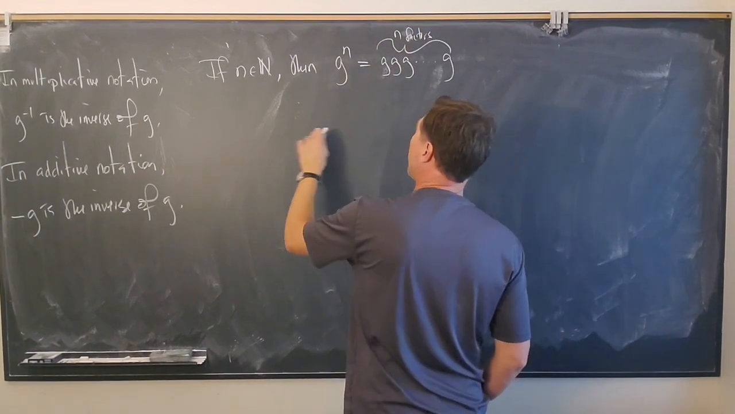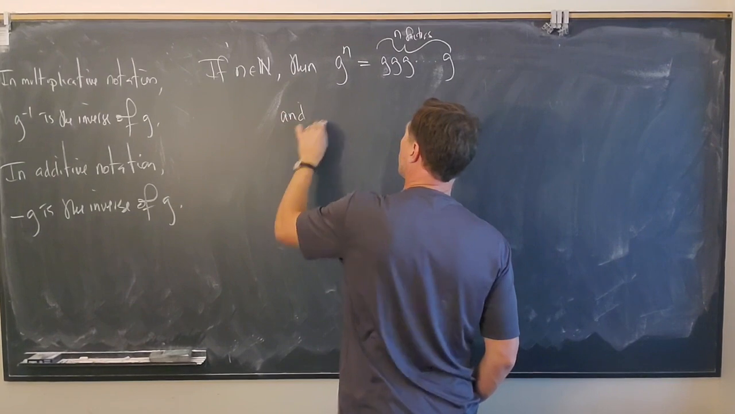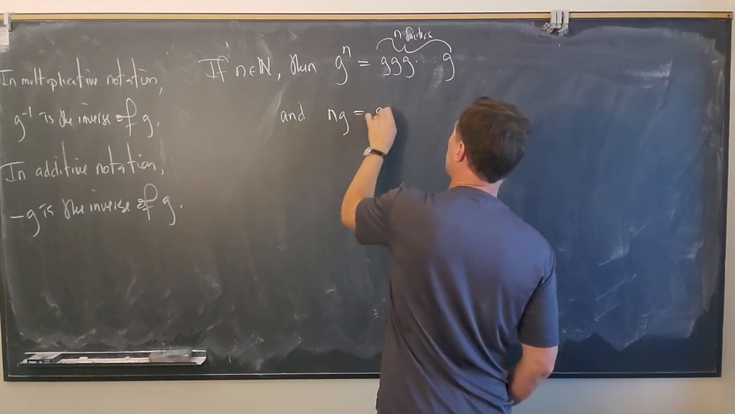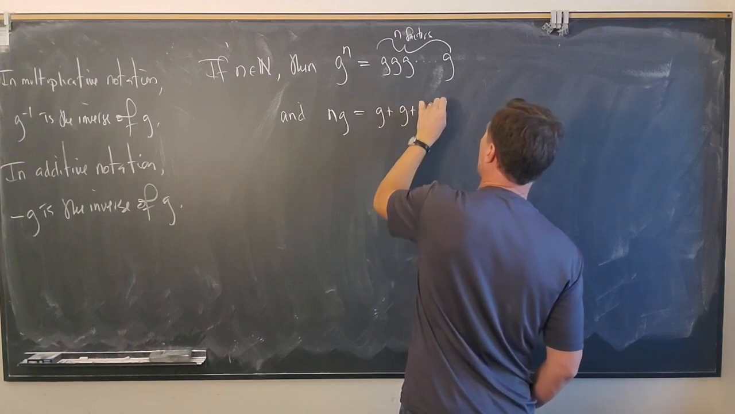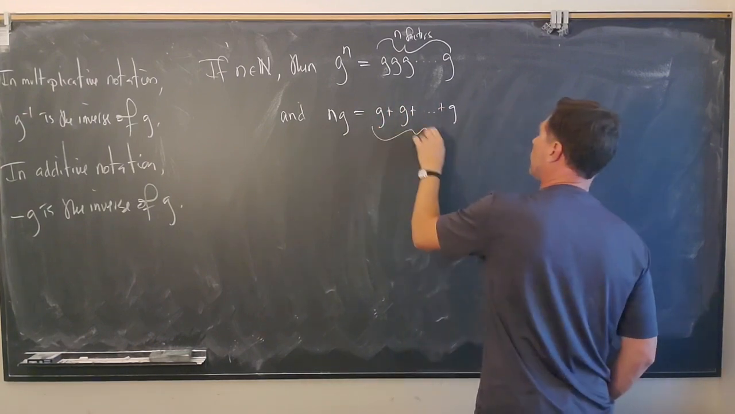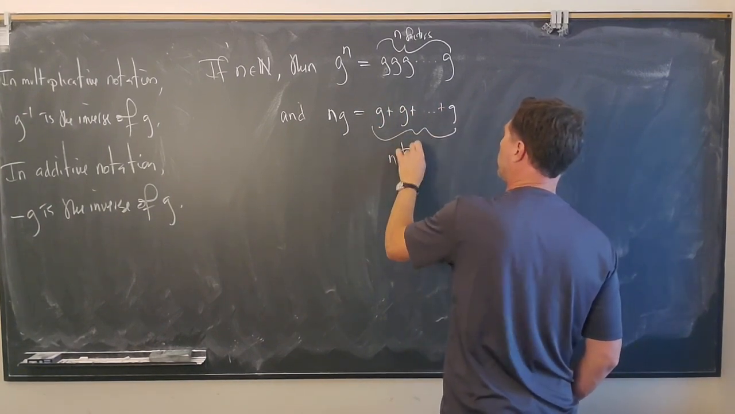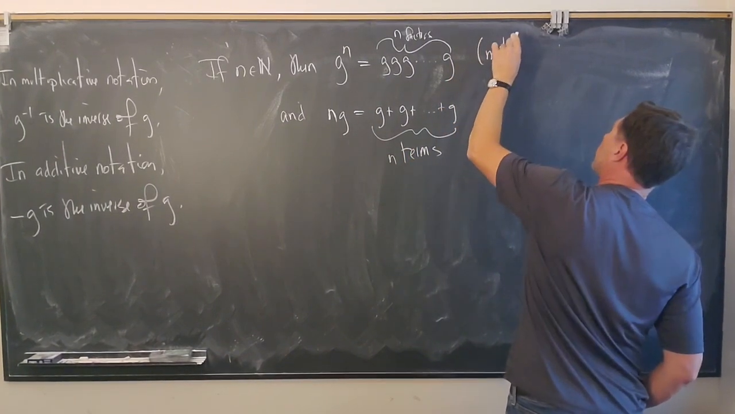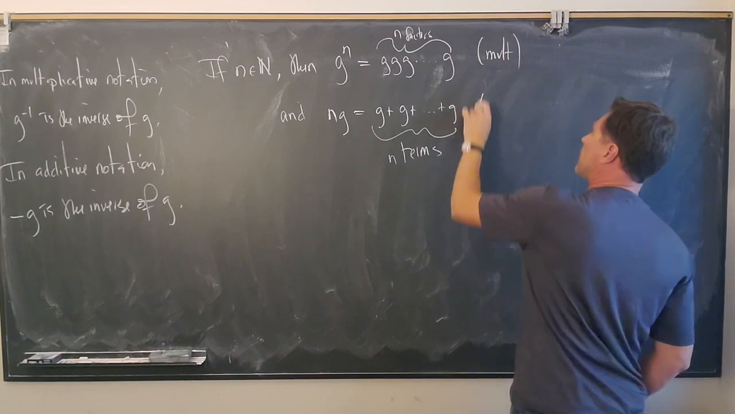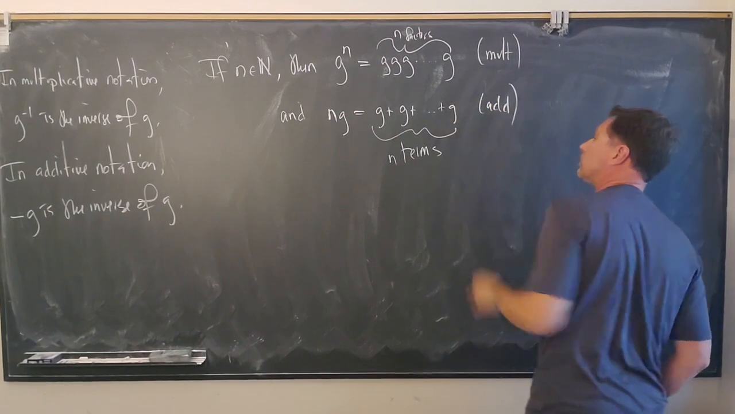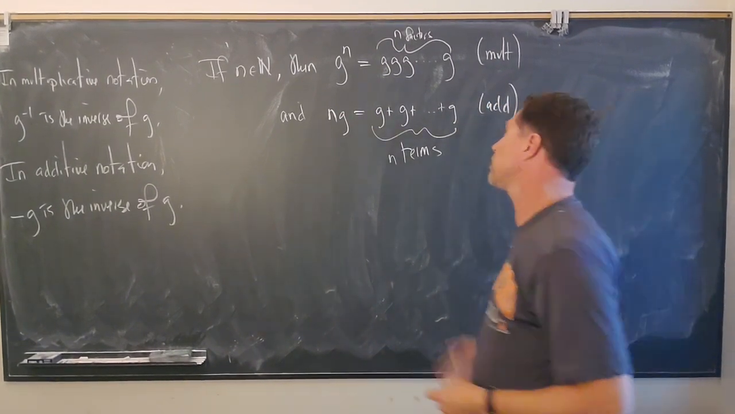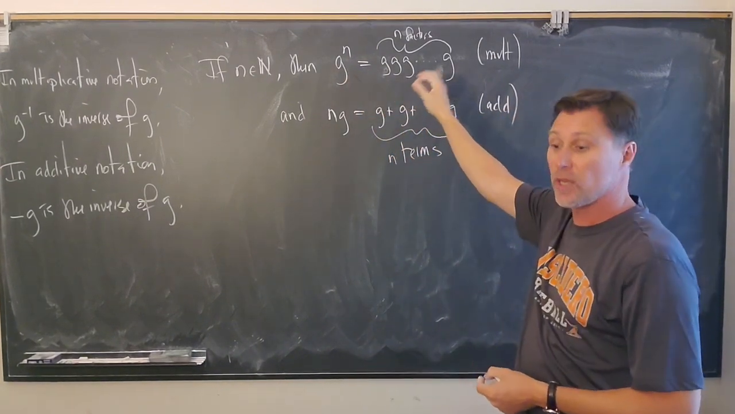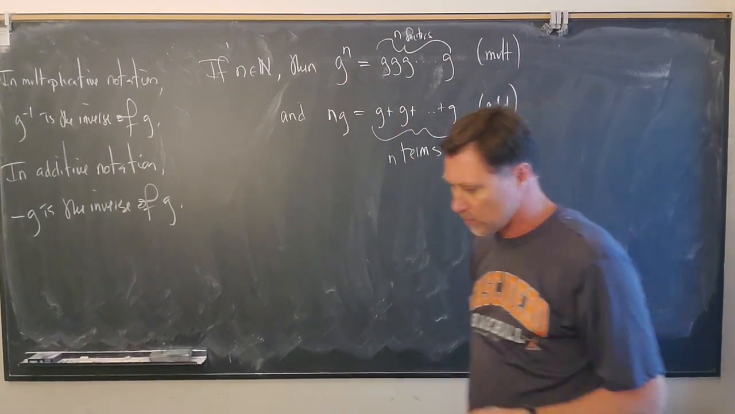And if I write n times g, that means g plus dot, dot, dot, plus g, n terms. So we will use this in the multiplicative setting, and we'll use this in the additive setting. It's just shorthand: g raised to the nth power is just shorthand for saying g times g, n times.